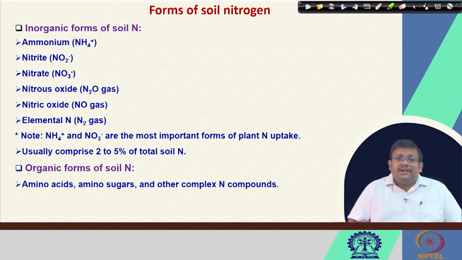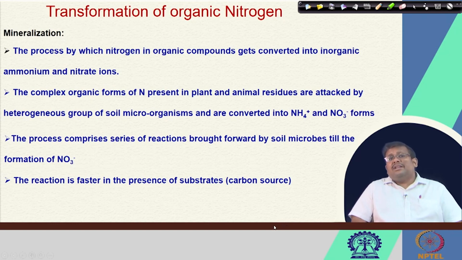So, what are the organic forms of soil nitrogen? Amino acids, amino sugars and other complex nitrogen compounds are examples of organic forms of soil nitrogen. Now, let us see the major process through which this organic nitrogen gets converted from one form to another. The most important process is the mineralization process. In this process, the nitrogen in the organic compound gets converted into inorganic ammonium and nitrate ions, and the complex organic forms of nitrogen present in plant and animal residues are attacked by different heterogeneous groups of soil microorganisms, and then they are converted into ammonium and nitrate forms.